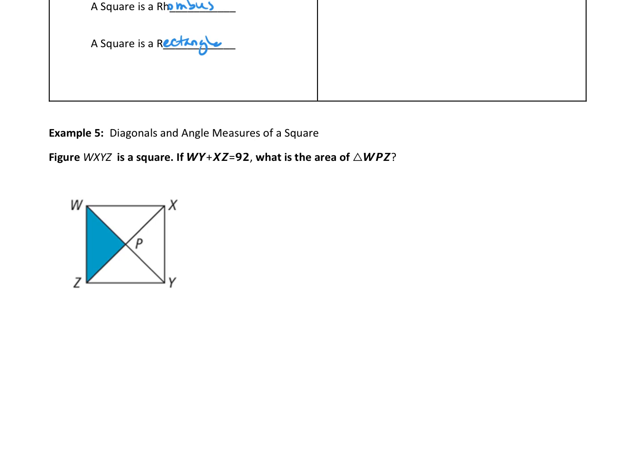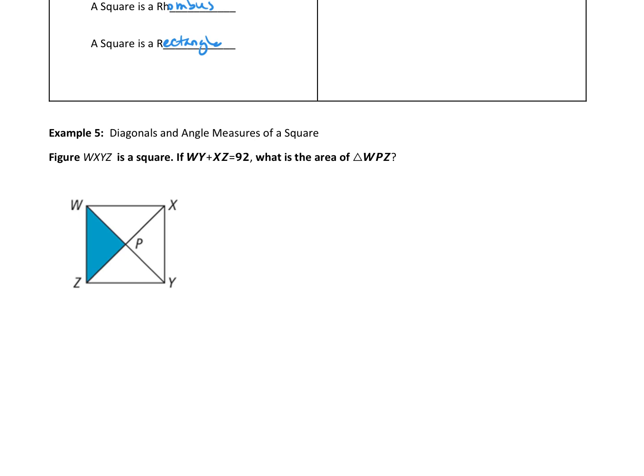Okay, so we've got a square. Figure WXYZ is a square. If WY plus XZ equals 92, so WY is one diagonal, plus XZ, the other diagonal, is 92. What is the area of triangle WPZ? So WPZ is this triangle. We can see it's shaded for us. Mine is blue, yours is probably gray.